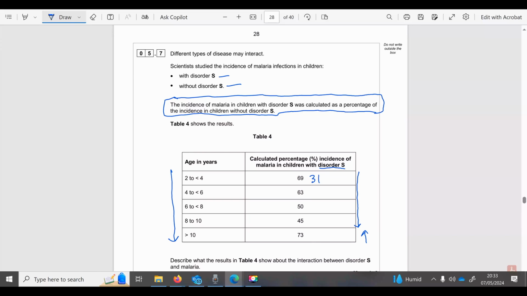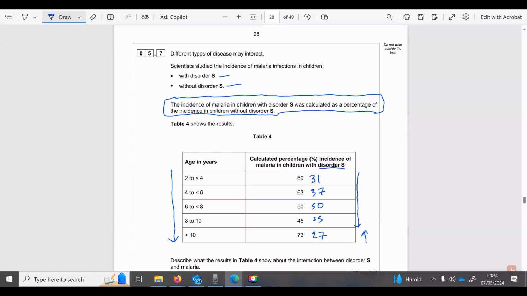So what we would need to do is take this value away from 100, and then that should give us the value of children without disorder S that have malaria. So 100 minus 61 should be 31. 100 minus 63 should be 37. 100 minus 50 is 50. 100 minus 45 is 55. And 100 minus 73 should be 27.